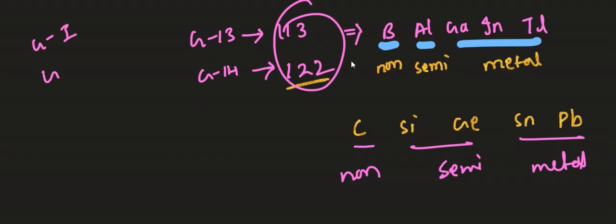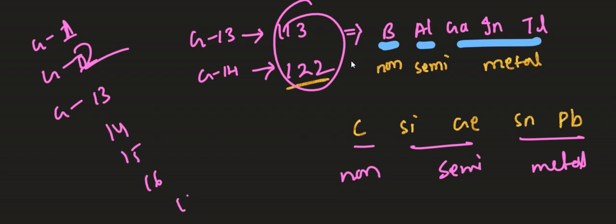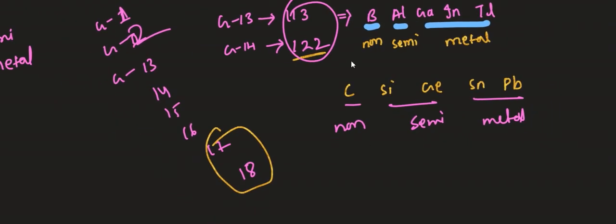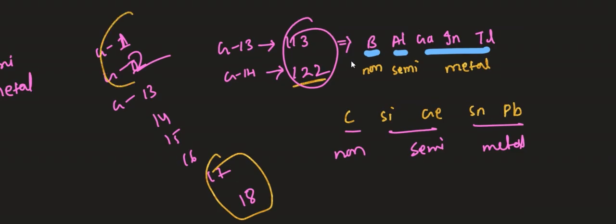That is nothing but group number 1, group number 2, group number 13, 14, 15, 16, 17, and 18. There is no problem with 17 and 18, easy to remember. That I will explain. And there is no need of worrying about group 1 and group 2. That is also easy. Why? Because in group 1 all are metals. In group 2, except beryllium, remaining all are metals, right?